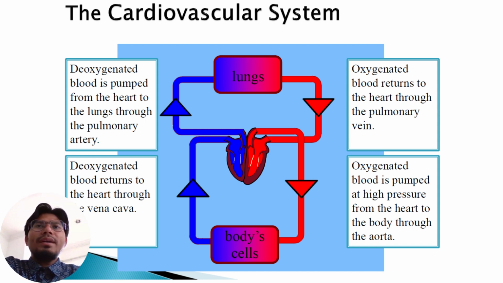Once the oxygen is used by the working cells, the byproduct of metabolism, for example carbon dioxide, will be removed from the tissues. The deoxygenated blood returns to the heart through the vena cava, and this cycle keeps repeating.